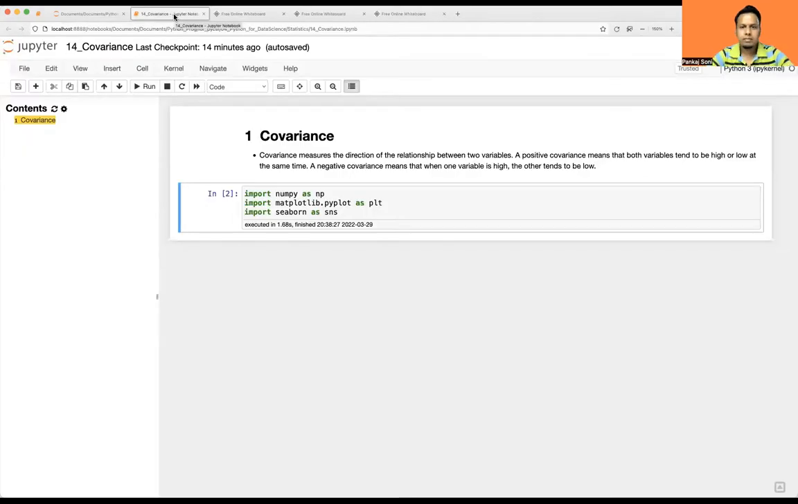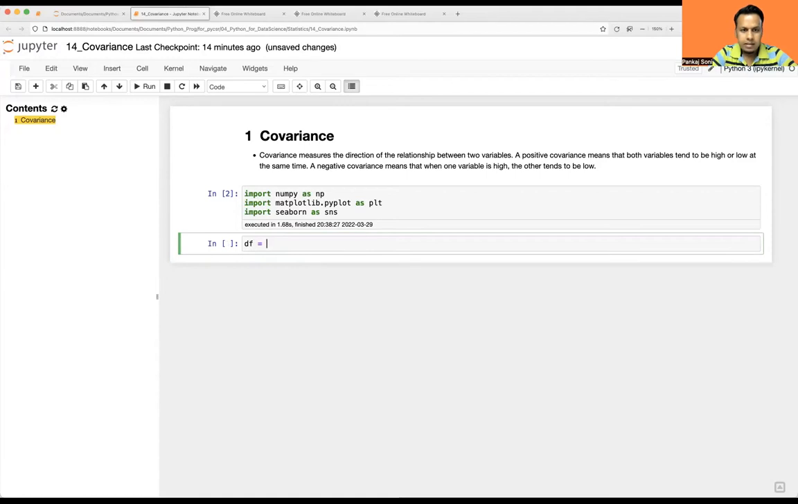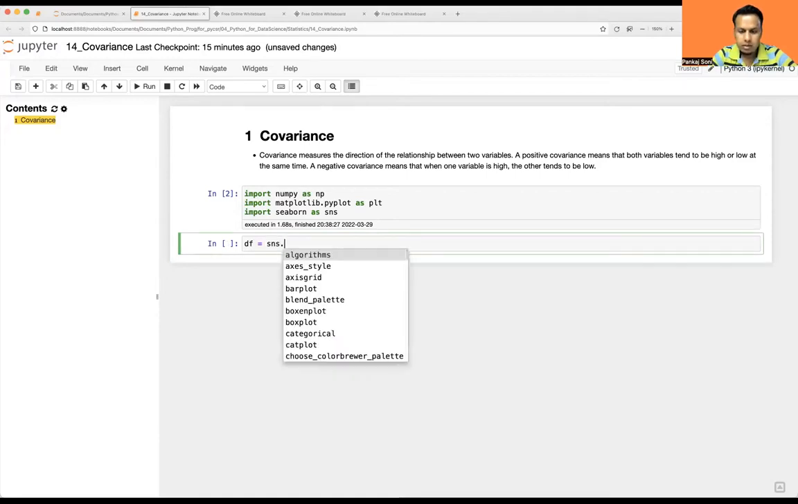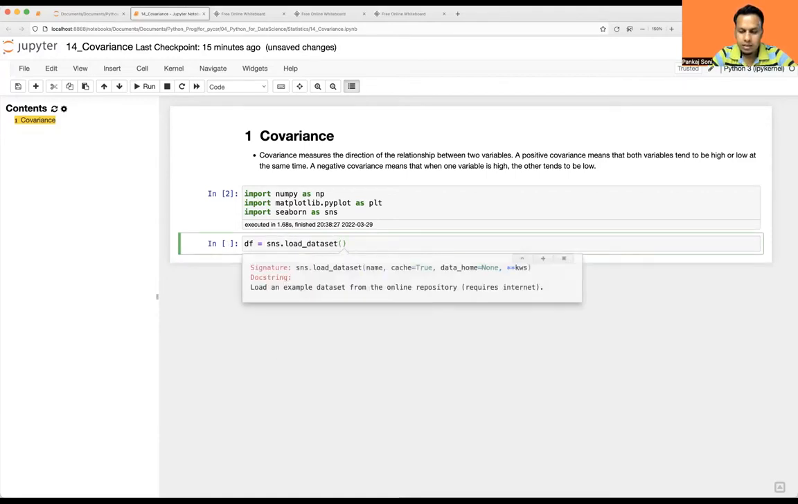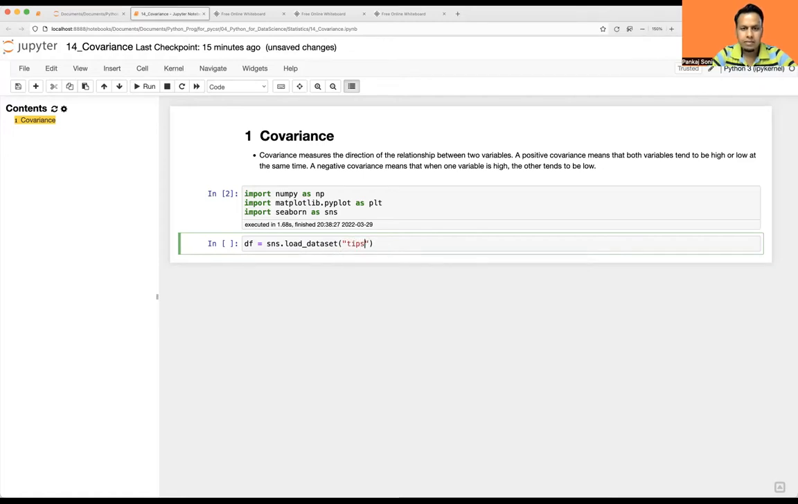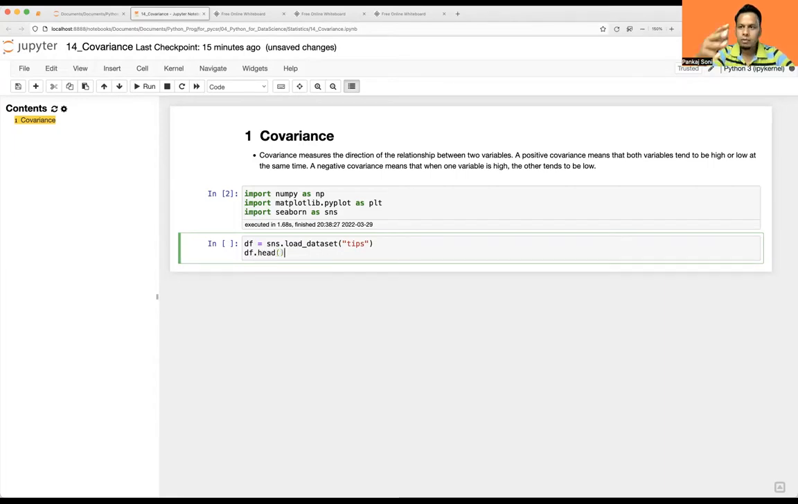So let's prove this particular thing, just covariance. I'm just going to load a data set in a data frame using sns.load_dataset. I'll use the tips data set. We have already seen it in exploratory data analysis, but I'm just going to show that it has a couple of numerical values, guys. So we'll see what exactly it does.